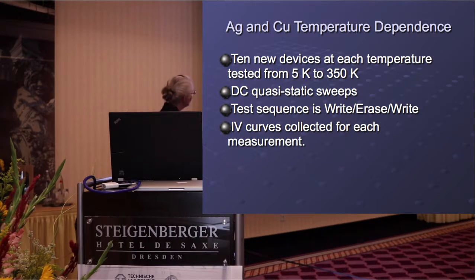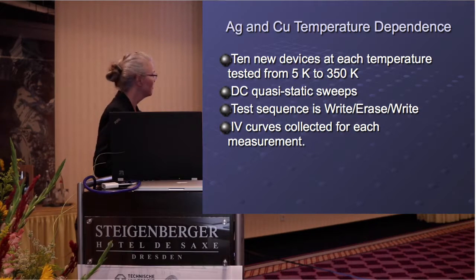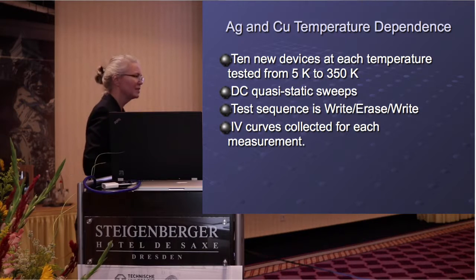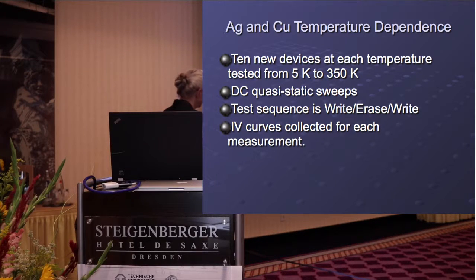So the temperature dependence measurements that we have done, I will talk about, we did 10 devices at each temperature as we tested. So lots of devices were measured. My poor student was in that room for a long time. And there were DC quasi-static sweeps. The test sequence was a DC sweep write, a DC sweep erase, and a DC sweep write again. So each one was set, I forget what the compliance current is, but we'll see it, probably 100 microamps or something like that. Set with the same compliance current, swept out to a high potential in order to capture all the switching.